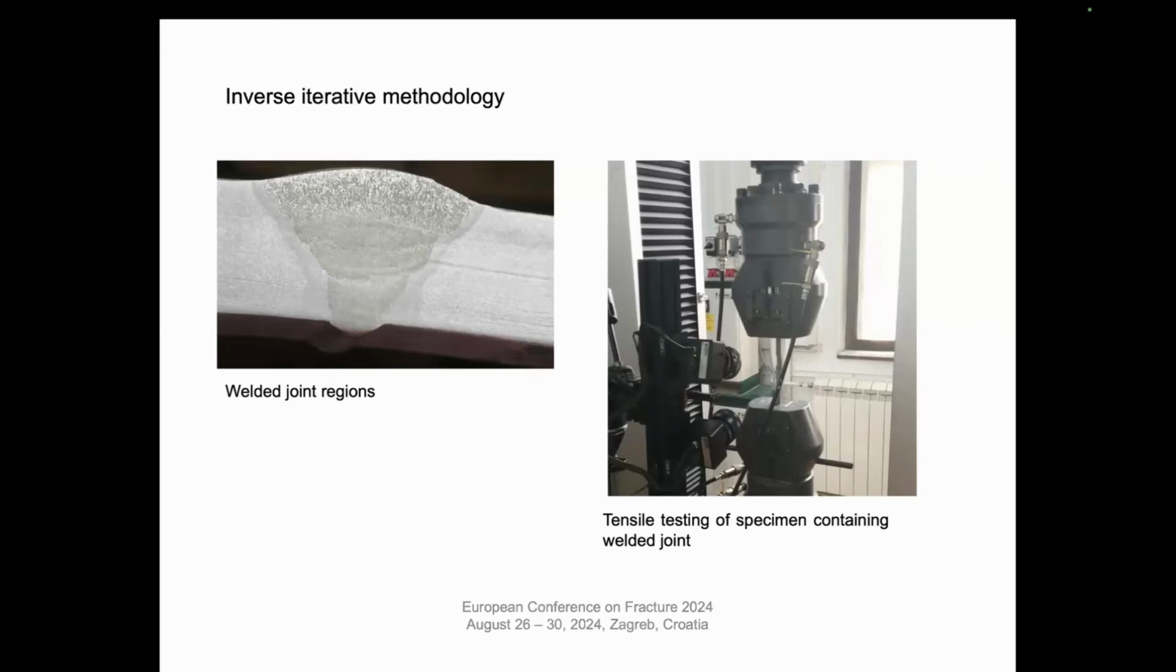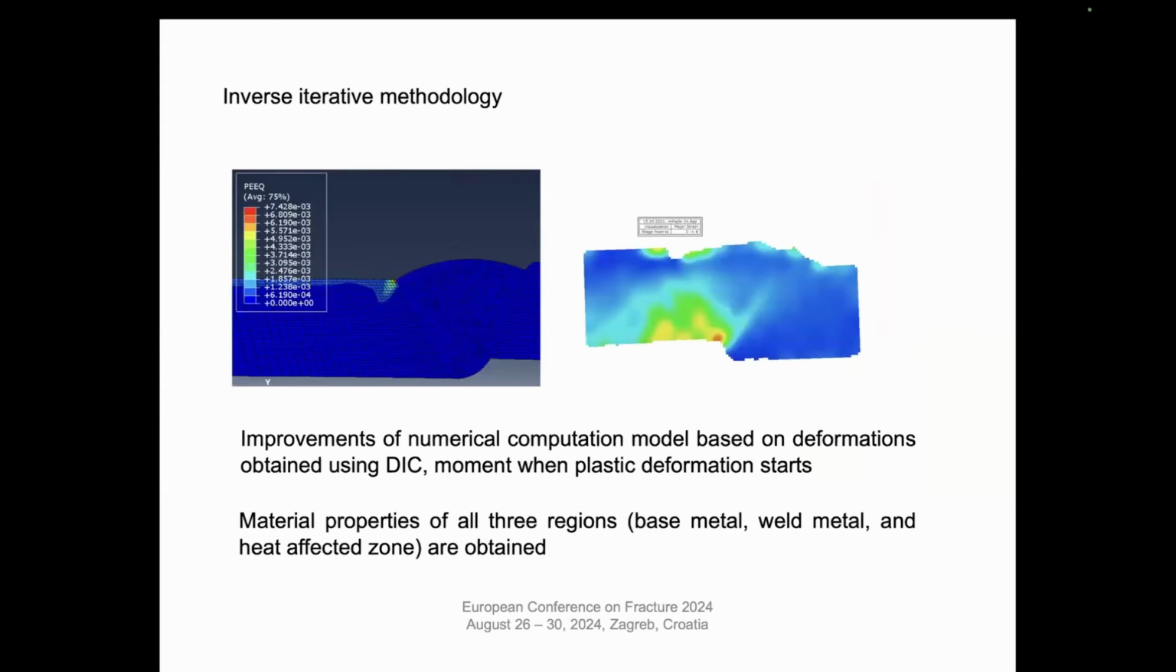This is base material, this is weld metal, and this is the heat affected zone. And the heat affected zone is practically a mystery. So we developed a methodology to obtain the characteristics of the heat affected zone and to include it into the newly developed numerical finite element model. I won't be talking about this methodology, but its idea was to improve the numerical model using deformations obtained in the experiment by a digital image correlation system.